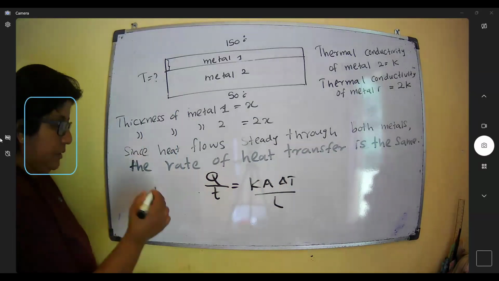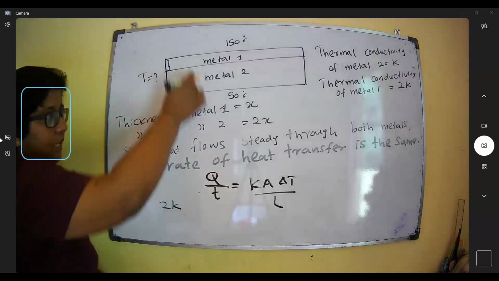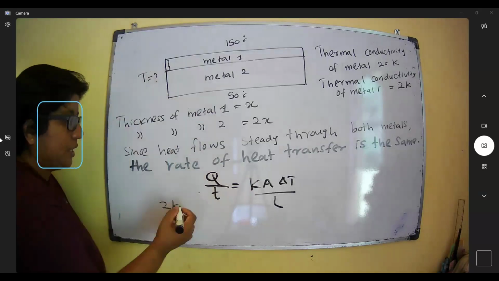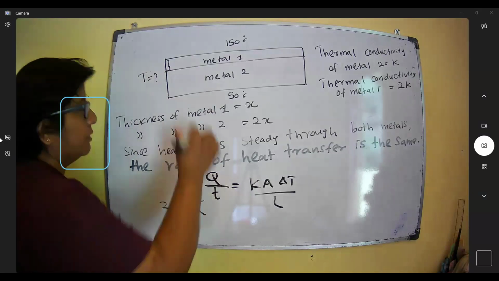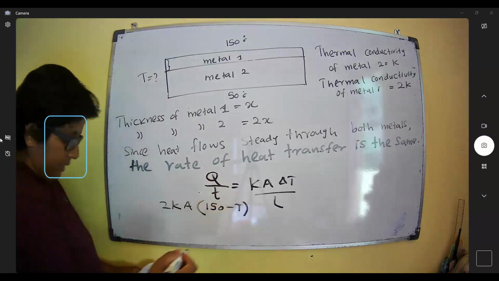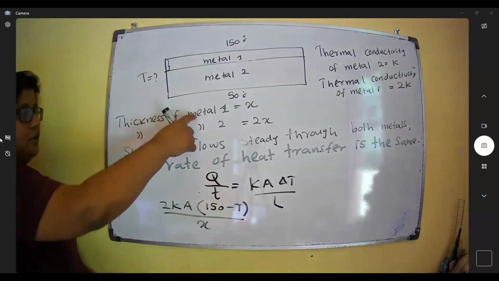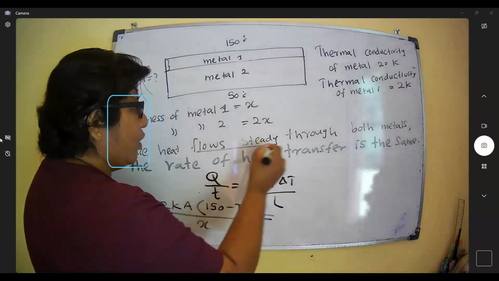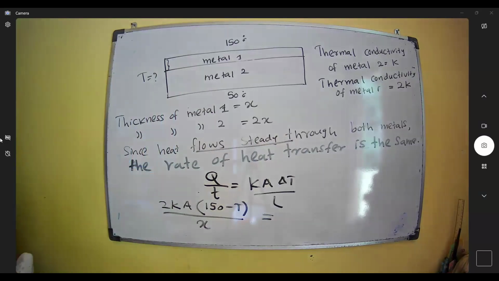And in metal 1, what is the K? 2K. And cross section area is the same, since they are joined to each other. And in metal 1, temperature change is 150 minus T, divided by thickness x. Thickness of metal 1 is x. Then this should be equal, because the steady flow through both metals, to metal 2.